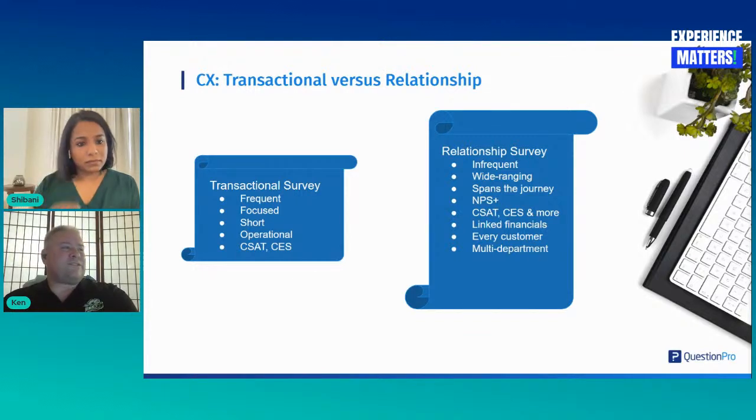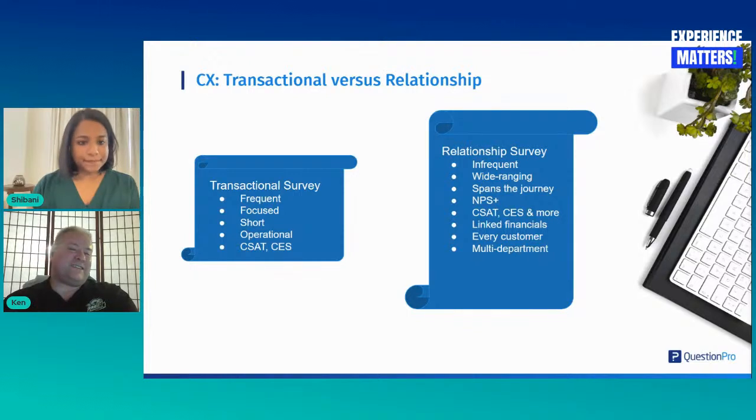I think there are benefits to both, and you should really evaluate what the use case is, and how you will respond to that information and use it, because certainly if you run a continuous relationship survey, you're able to track trends in the marketplace.